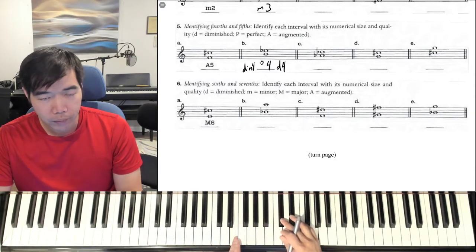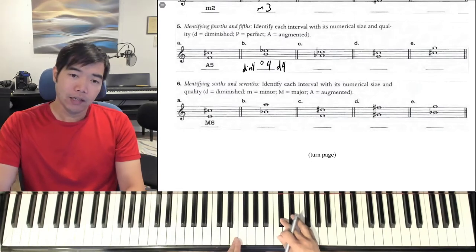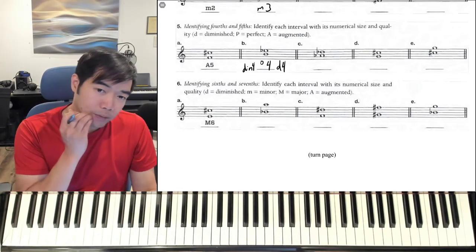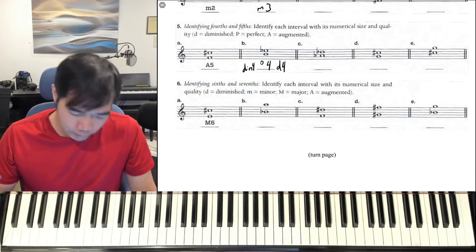1, 2, 3, 4, 5, 6, 7, 8, 9. Okay? 9 half steps, that is a major sixth. Okay, remember, 9 half steps makes a major sixth. 11 half steps make a major seventh.